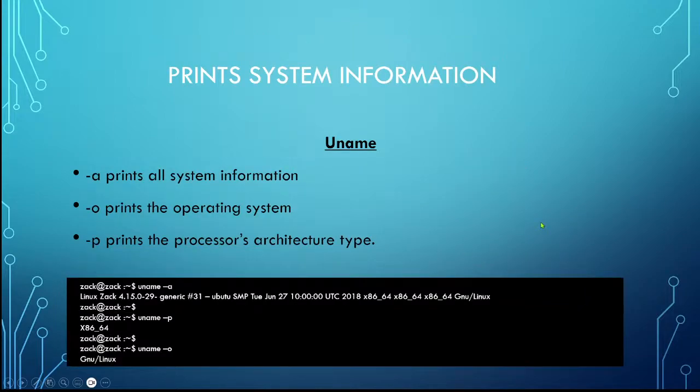We have the uname command that prints system information. There are different uname options, uname -a, -o, -p, and I have examples of each here. uname -a shows Linux, the user, and the time and date, as well as the version of Linux. uname -p shows the operating system that Linux is running on, and then uname -o shows the version of Linux.